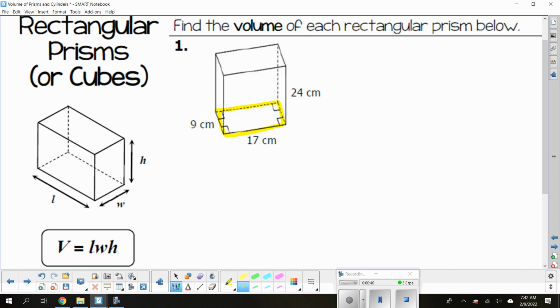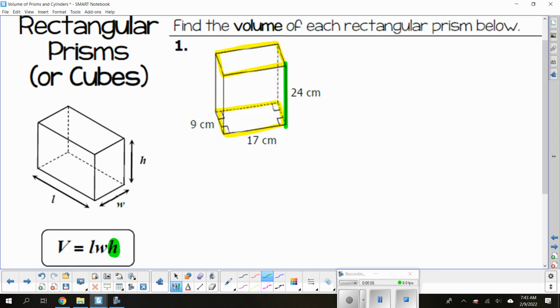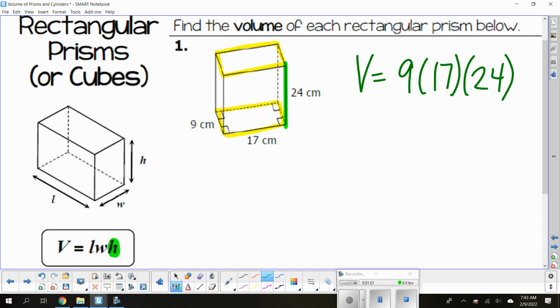There's two bases to a prism, so we also have a base up here. And then our height, remember, must connect our two bases together. So keep that in mind, your height is always connecting your bases to each other. So on this one, I would take the length times the width. And the order of those doesn't matter, again, because it's multiplication.